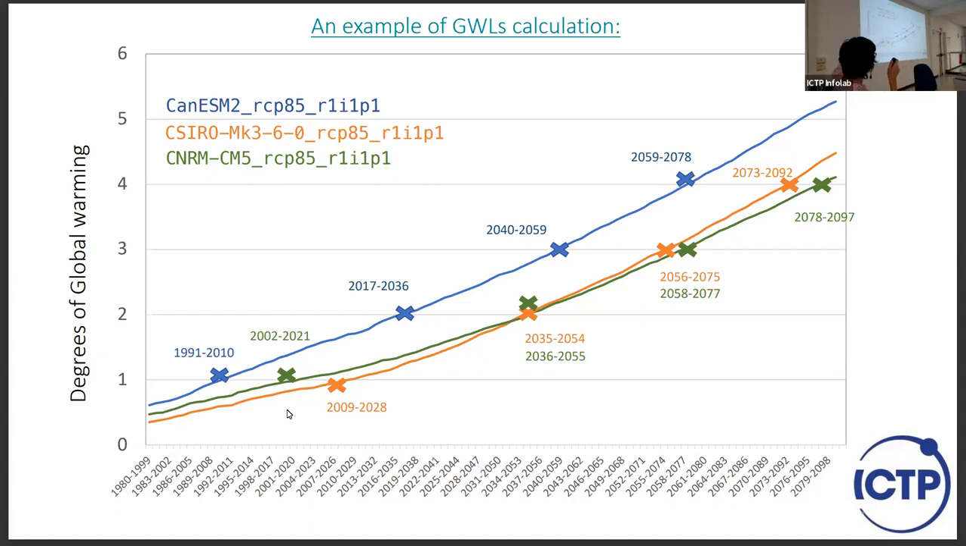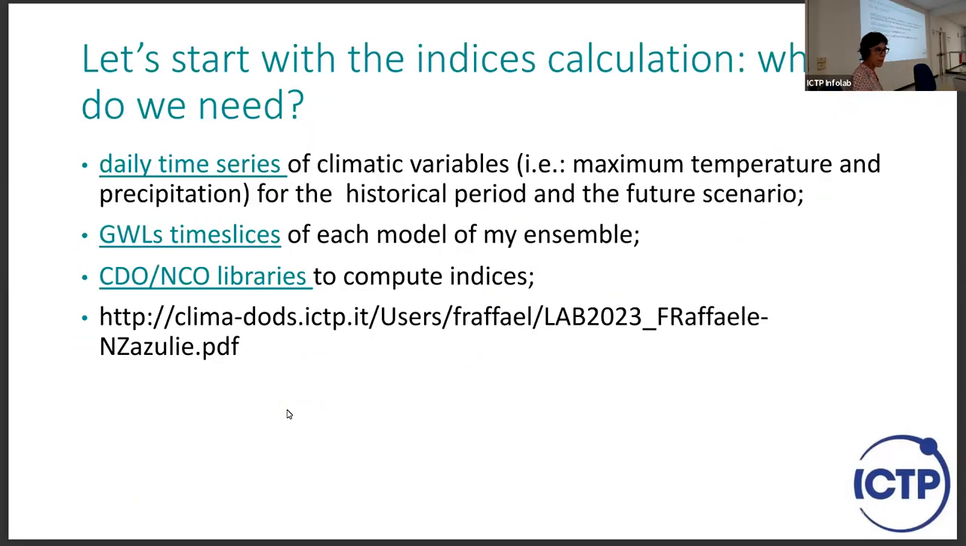Just one thing: this calculation is done for CMIP6 and CMIP5 models. When you use the regional simulations that are driven by CMIP5, you will use the time slice of the driving model, because there are no computations for each regional model. Okay, that's all.